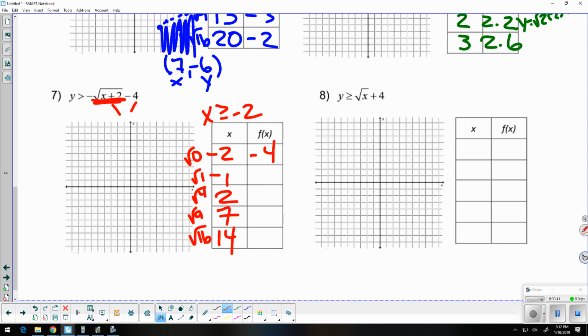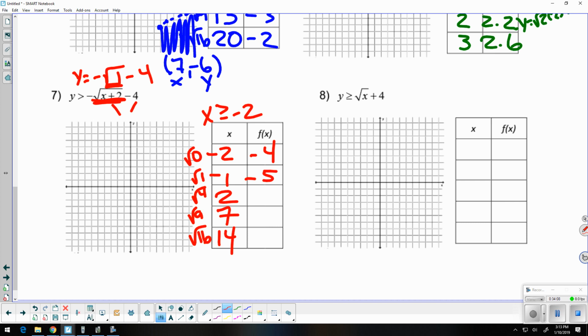Okay, so if you plug these numbers in for x, solving for y, again, be careful with this one. When you plug in negative 1 for x, y is going to be equal to the negative square root of negative 1 plus 2, minus 4. You want to take the square root first, tack on the negative, which makes it negative 1, minus 4, so it's going to be negative 5.